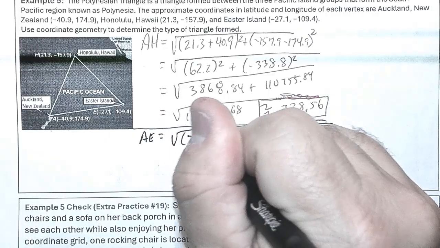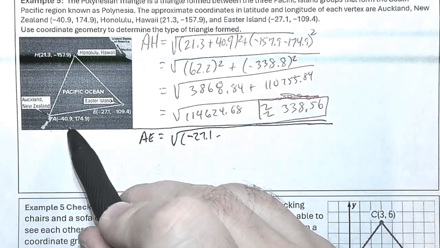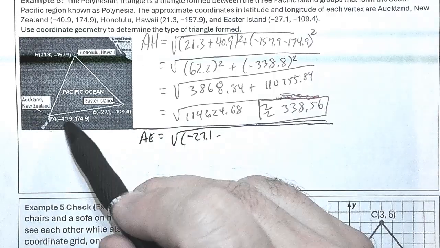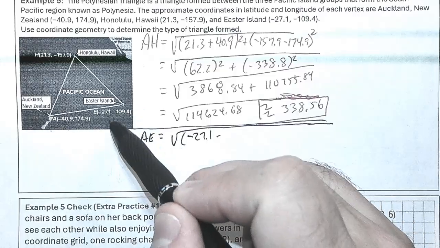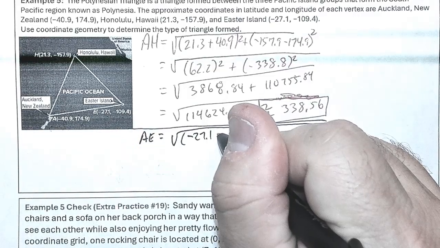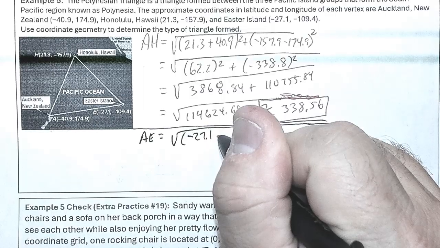So that's negative 27.1 minus, let's see, hold on. Where am I at? Oh, yeah, that's the 2. Minus, so minus negative 40.9. Wait a minute, hold on.